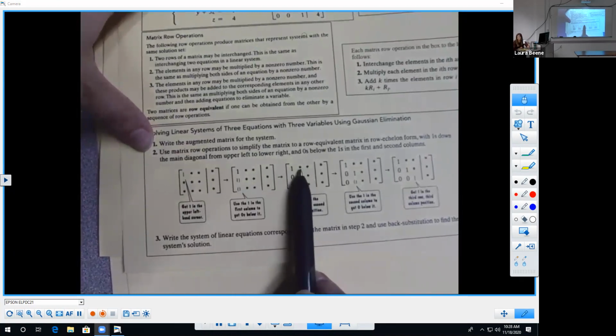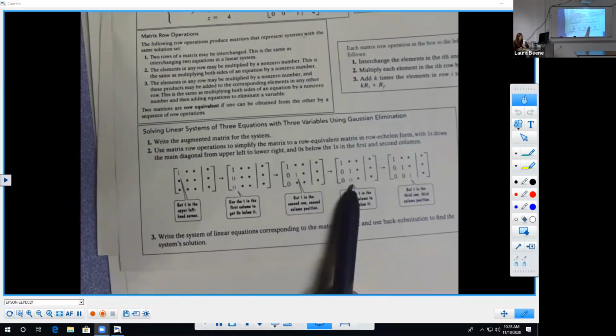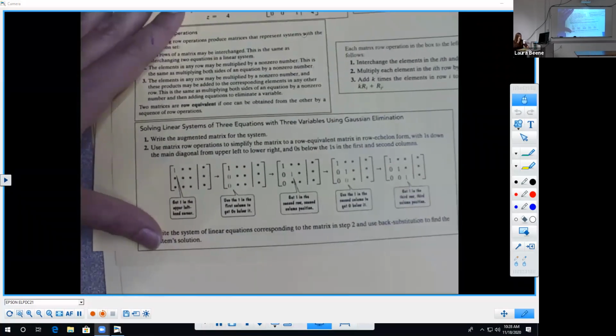I don't care what's on the top here, it's just a regular number. I need a 1 in the second part here. So you get the 1 there. After you get the 1 there, then you get the zeros underneath it, which in this case, there's just 1 zero underneath it. And then you get that last 1. So that's your goal every time.